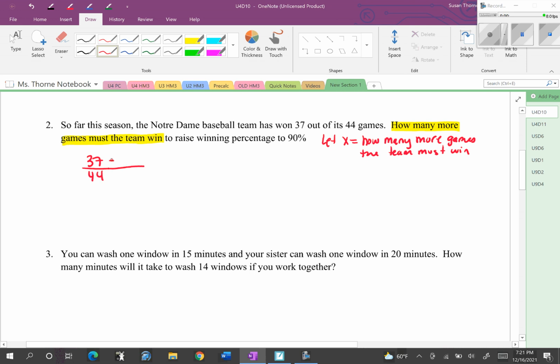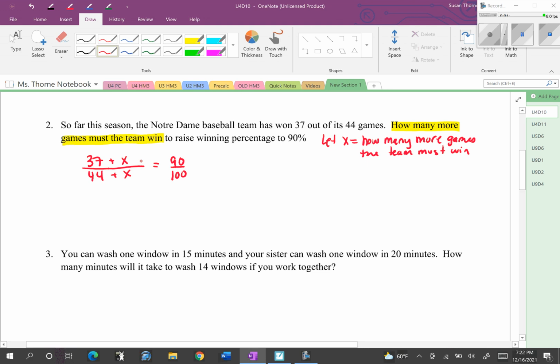So we have to add to each of these x amount of games that the team must win so that it's equal to 90%. And of course, we don't just write 90% here. So you can write 0.90, or I'm just going to go ahead and do 90 out of 100 because that's 90%. So we learned how to solve this. We have one fraction equals one fraction. So remember, when you have one fraction equals one fraction, you can cross multiply.